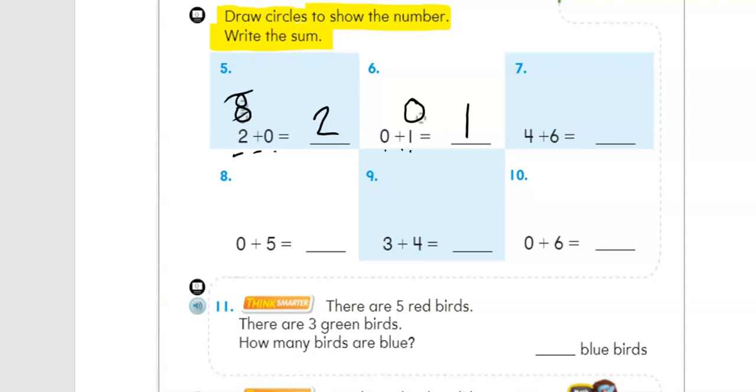Okay, this is where it gets a little tricky because we need to look at both numbers. 4 plus 6 equals. 1, 2, 3, 4 plus 1, 2, 3, 4, 5, 6. Now I need to count all of the circles to figure out the total. 1, 2, 3, 4, 5, 6, 7, 8, 9, 10. So 4 plus 6 equals 10. Numbers 8, 9, and 10 I would like you to do on your own right now, and then I'm going to call on some students to solve.